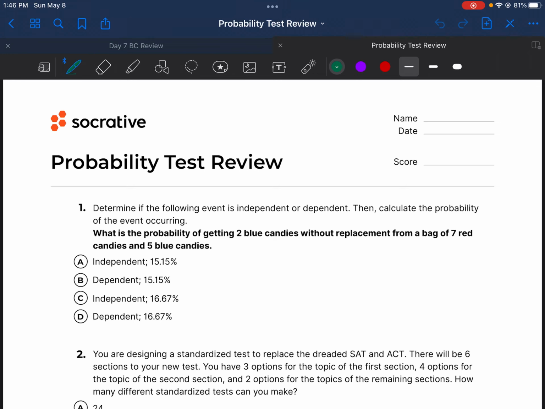Number one here, determine if the following event is independent or dependent, then calculate the probability of the event occurring. So we want to figure out what is the probability of getting 2 blue candies without replacement from a bag of 7 red candies and 5 blue candies. So first order of business, determine if the event is independent or dependent. Key phrase here, without replacement from a bag. So we are not replacing the candies. That means this is a dependent event.